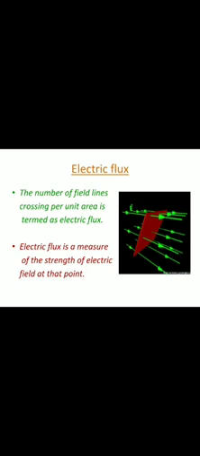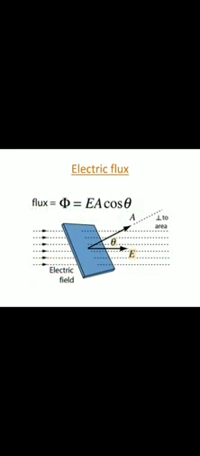The number of field lines crossing per unit area is termed as electric flux, and electric flux is a measure of the strength of the electric field at that point. That means if more flux lines are passing through a given area, we say the strength of the electric field is more in that area.